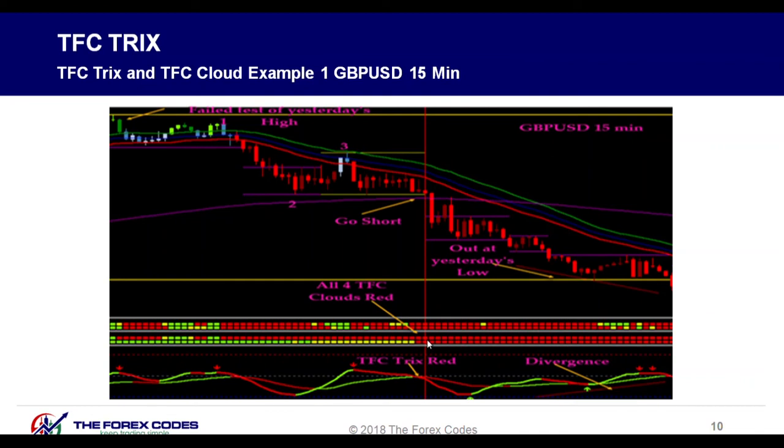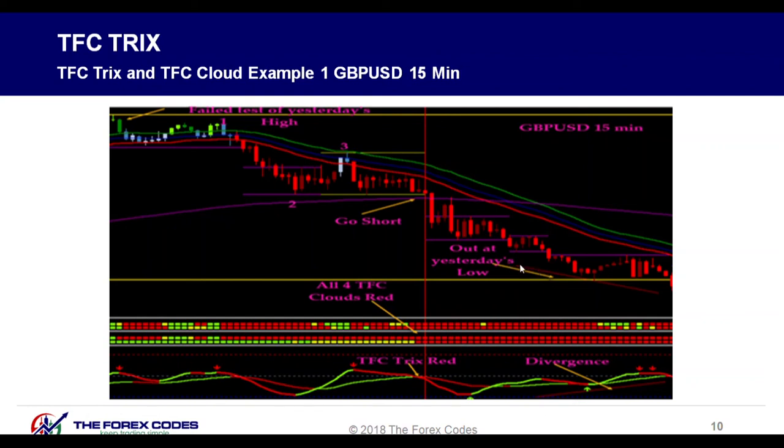And at that time, all 4 TFC clouds are red. Both Trixes are red, and the fast Trix has gone through 0. Support's been broken. So you've an excellent chance that prices are going to continue falling because of all this going red. And prices do fall. And they fall to this yellow line, which is yesterday's low. I always have these levels on my charts. Yesterday's high, yesterday's low, because they act as support and resistance. So I'm going to get out at yesterday's low anyway, because it's support.